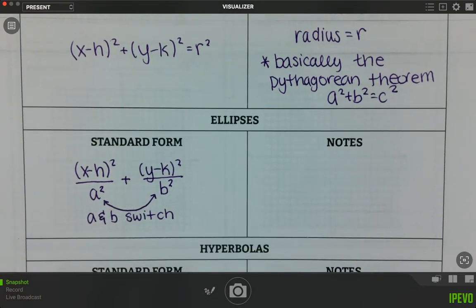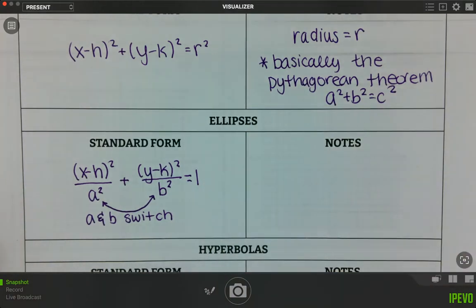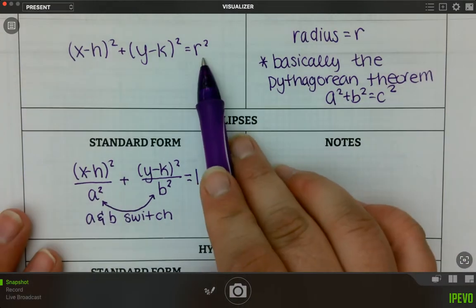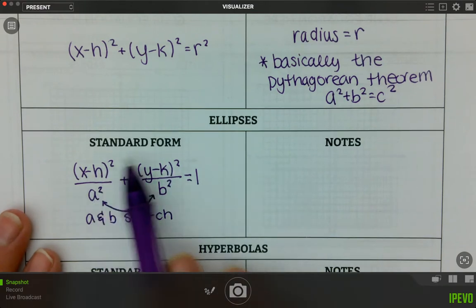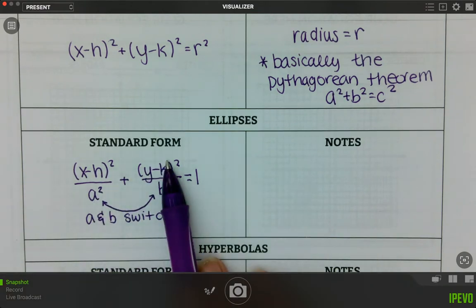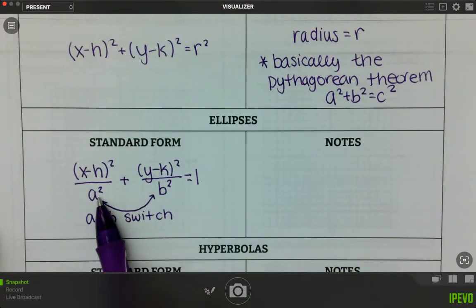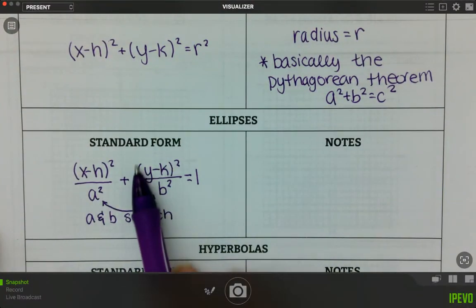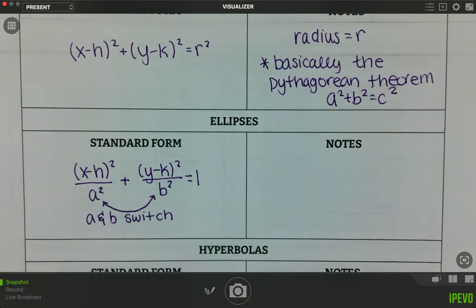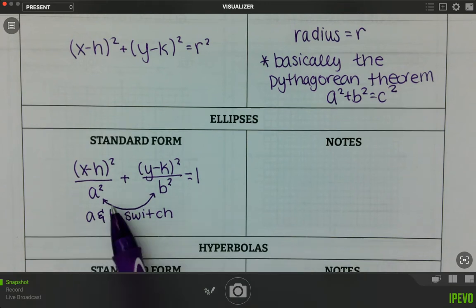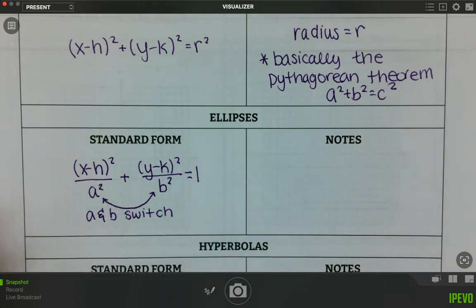For an ellipse, you will notice, sorry, I forgot one part of this. There we go. Instead of r squared, we have 1. That's because each variable, x and y, gets its own radius. The radius for the x part is underneath the x value, and the radius for the y part is underneath here. So these are sort of like mini radii. a and b can switch spots. a is just always the bigger one.